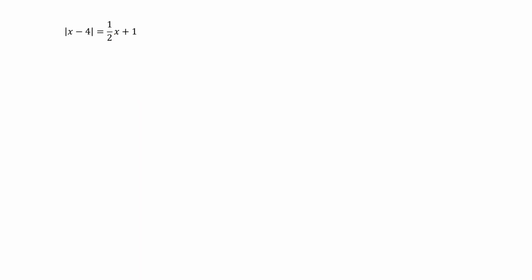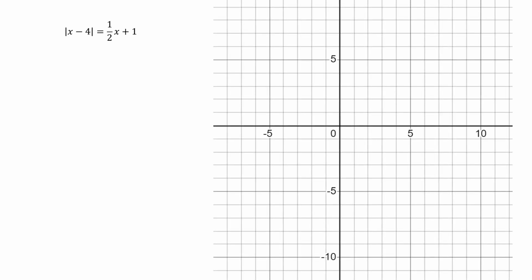Now we can go to something that's going to be a little bit more difficult to solve algebraically. We could have easily solved the other one algebraically. This one we could solve algebraically: either x minus 4 equals 1 half x plus 1, or x minus 4 equals negative 1 half x minus 1. We could do it, we'd have to solve both, and then it's possible we'll get answers that don't actually exist. We're going to solve it by graphing anyway. So let's get our graph.